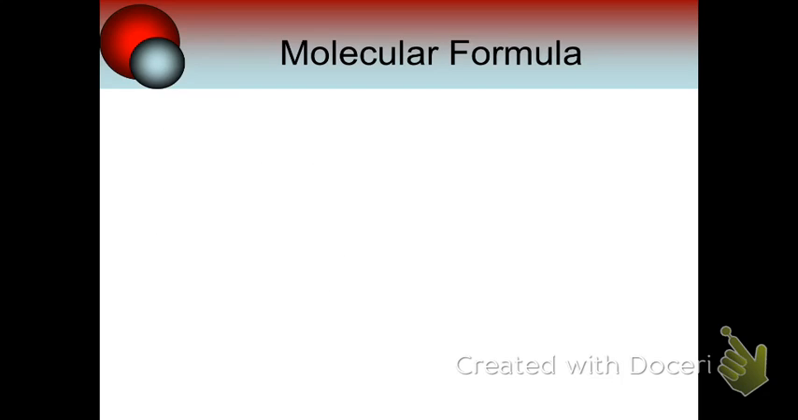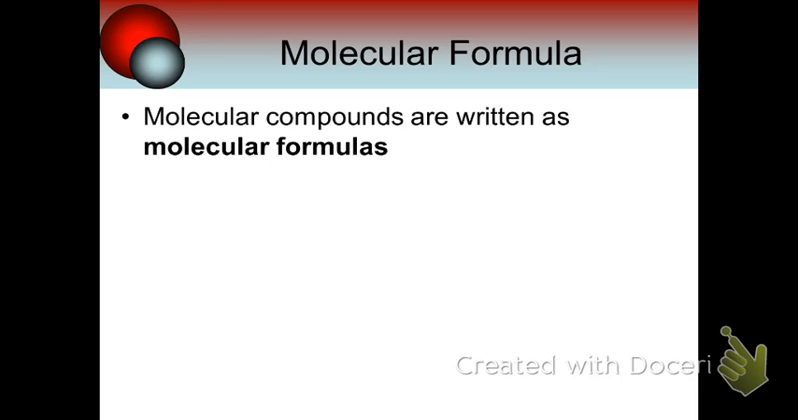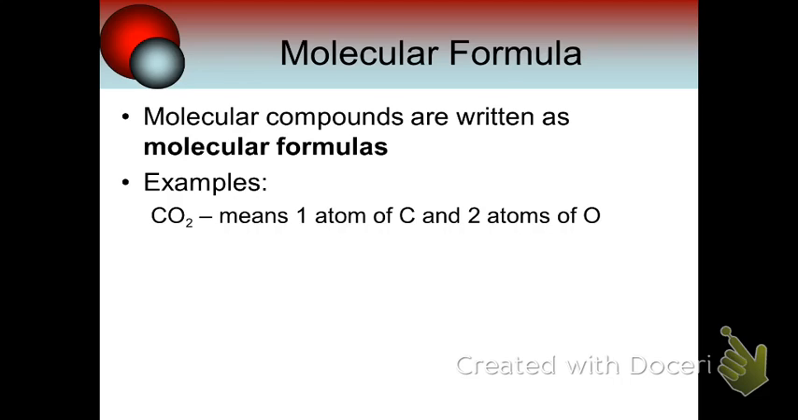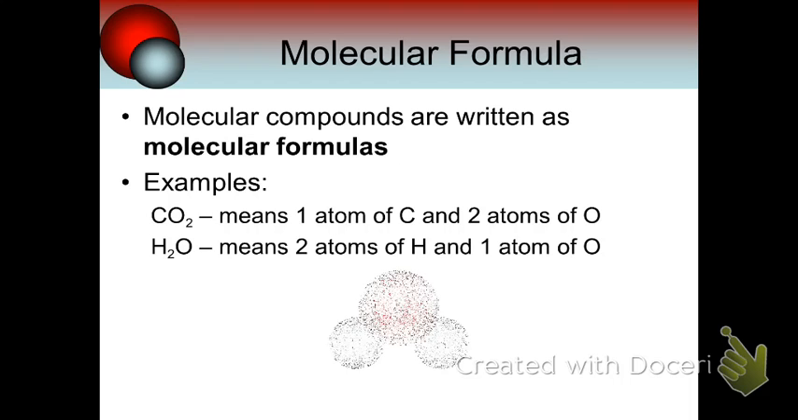So let's just talk quickly about molecular formula. I think most of you will understand this. Compounds have these things called molecular formulas. These are just kind of like the algebraic equation that expresses a molecular compound. Here are some really obvious, easy examples. CO2 means 1 atom of carbon and 2 atoms of oxygen. This is pretty rudimentary stuff. And of course, H2O means 2 atoms of hydrogen and 1 atom of oxygen.